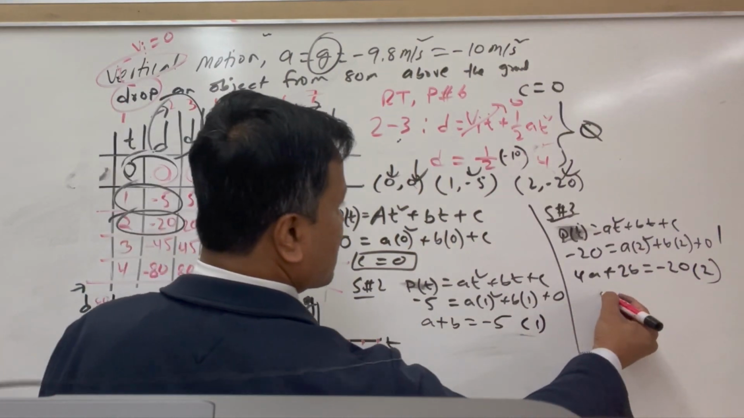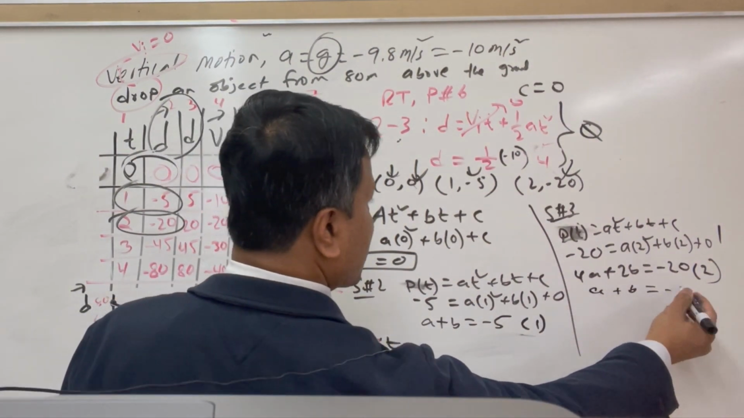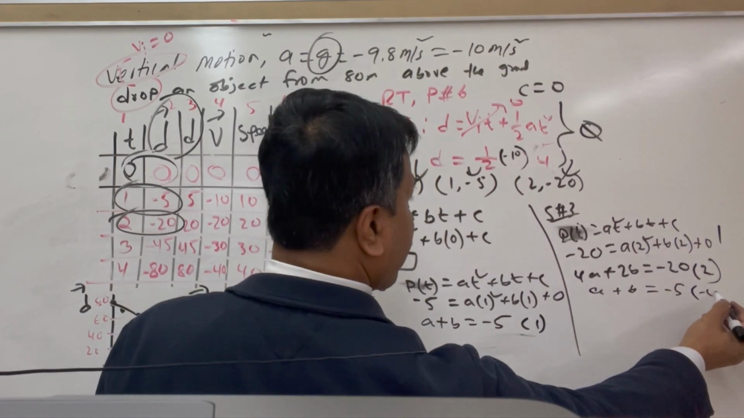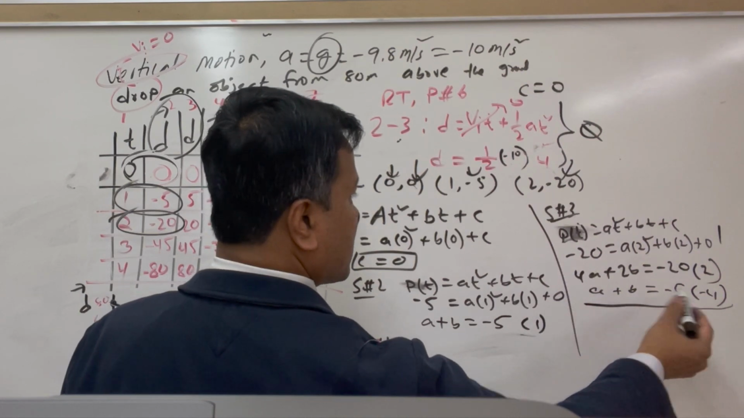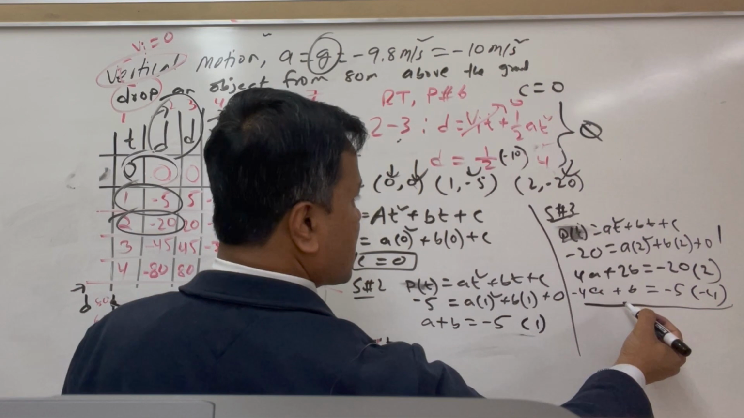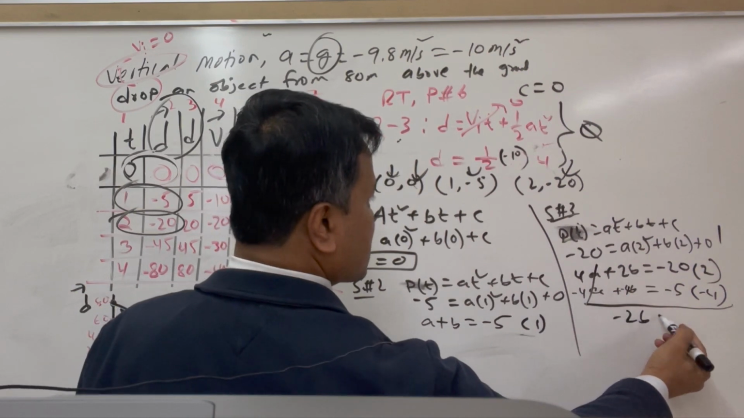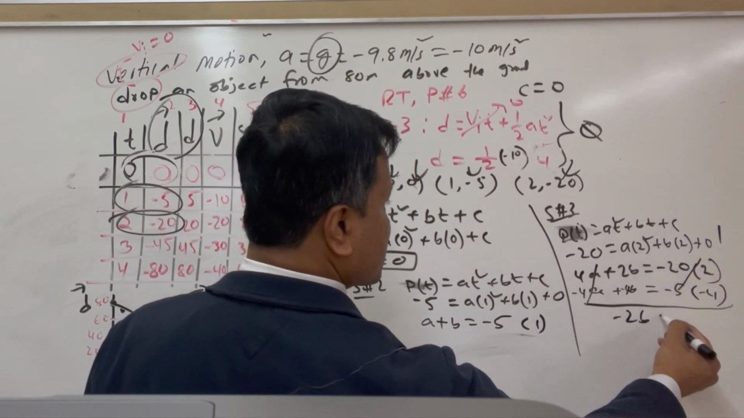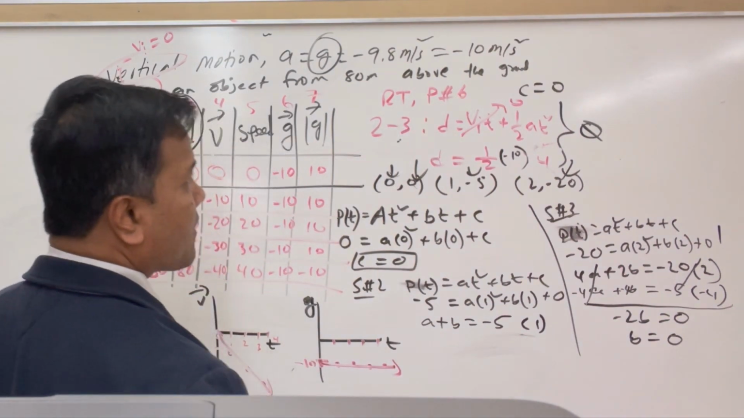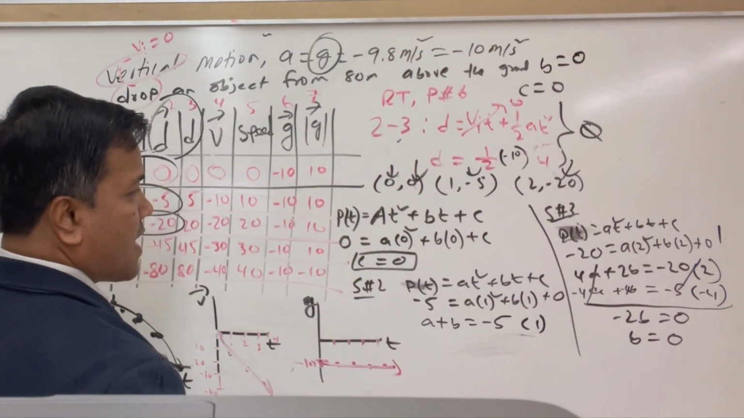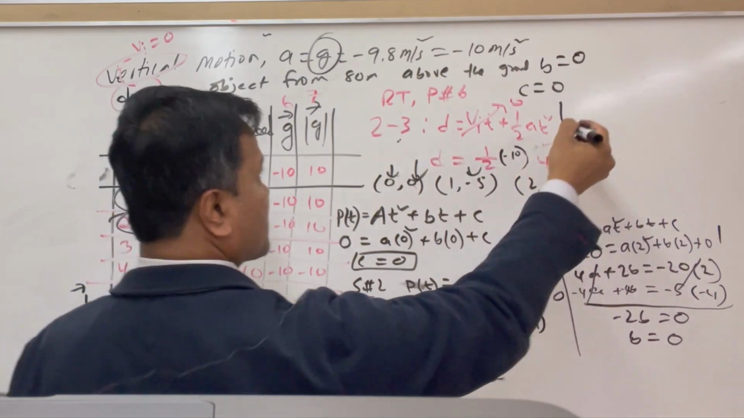So a plus b is equal to -5. Multiply this one by -4. So what do you get? You get -4a minus 4b, and this one is 4a plus 2b, so the a terms cancel. So -2b is equal to 0, so b is equal to 0. Now find a. a plus b is equal to -5, so a is equal to -5.